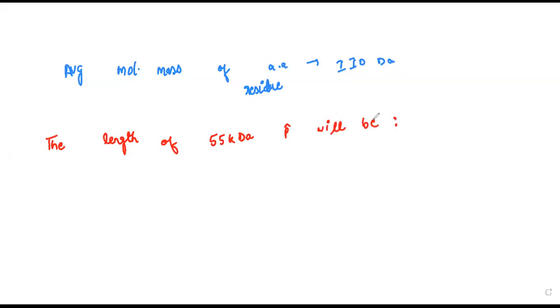This was the question: the length of a 55 kilodalton protein will be... The question is asking how many amino acid residues the protein will consist of. See, amino acid residue here means the molecular weight of water is already subtracted. We don't have to look into that here. So directly we will divide, and our answer will be 500 amino acid residues.